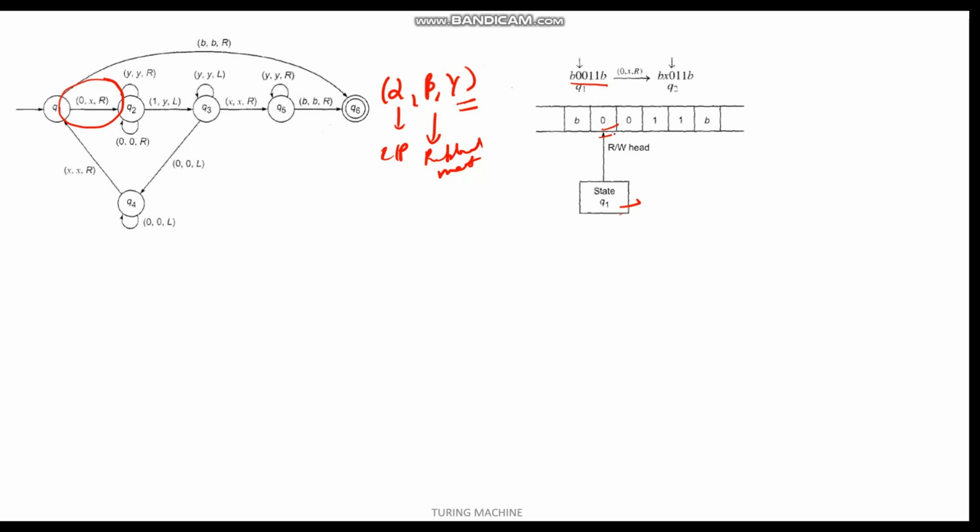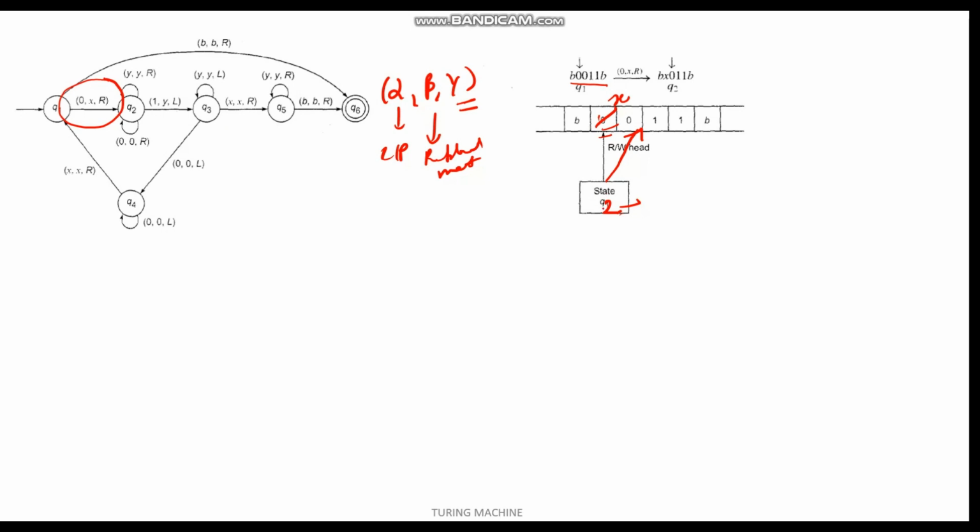Now when this string is passed, when we see on Q1 0 is given, we can have a look at the transition diagram which says when Q1 is given input 0, this 0 will be replaced with x and the head will move towards right. So what is happening over here on this string, this will be replaced with x and then the head will start pointing towards the next symbol on the right hand side, and the state changes to Q2.